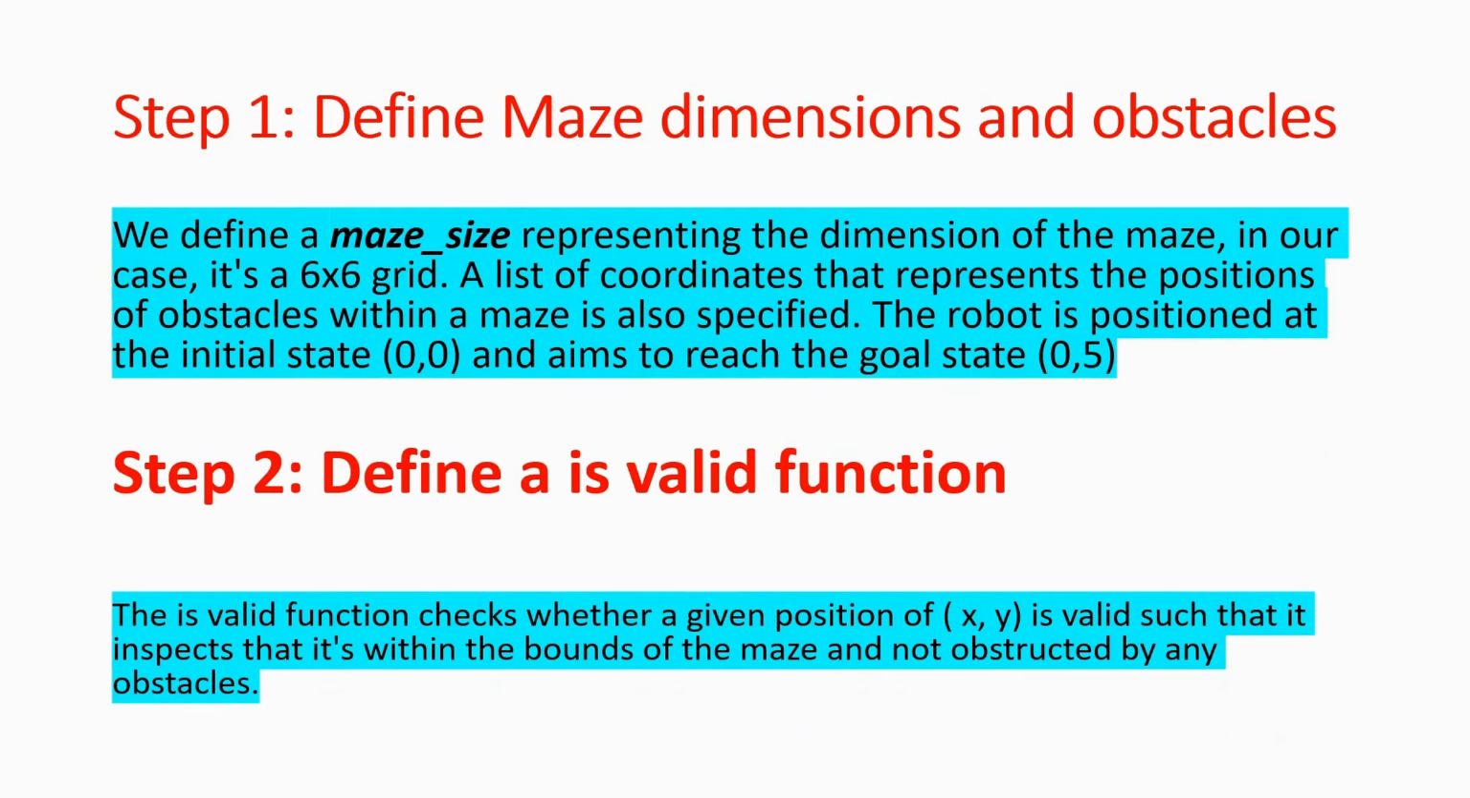It checks permission, right? Whether the move is permitted is checked by is_valid. It performs a boundary check and an obstacle check. It ensures the x, y coordinates of the potential new position are within the 6 into 6 grid, that x and y lie between 0 and 5 inclusive or not. It also verifies that the potential new position is not one of the obstacle coordinates.